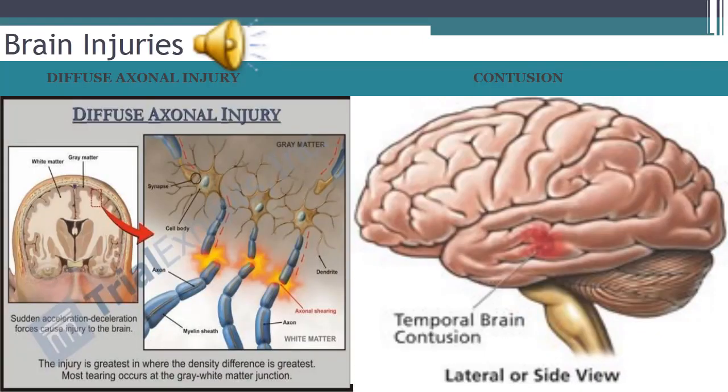This slide shows the diffuse axonal injury that occurs from sudden acceleration-deceleration forces that cause injury to the brain. It occurs at the area where the density difference is the greatest, so most tearing occurs at the gray-white matter junction, while in contusions changes occur at a more localized area with cerebral bruises and edema.